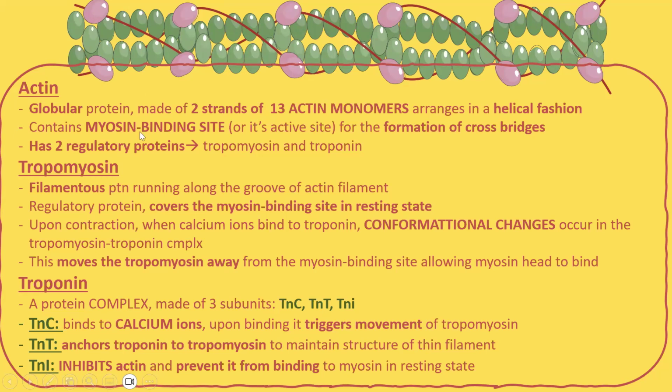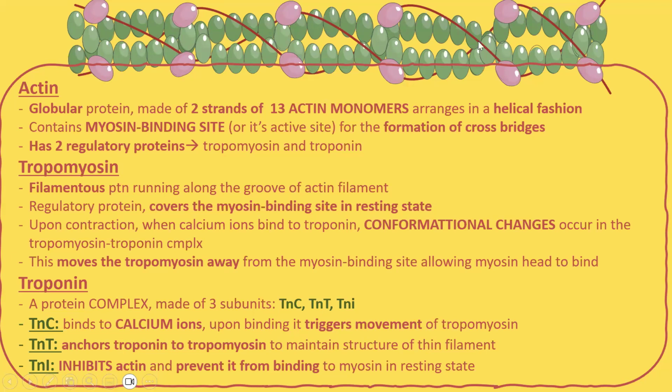It binds to myosin to make what we call cross-bridging, and we're going to discuss it later, but just know the structure. So actin is made out of two filaments. Each filament is made out of 13 actin monomers, and the actin has a myosin binding site. Okay, another thing in the thin filaments, we have two proteins.